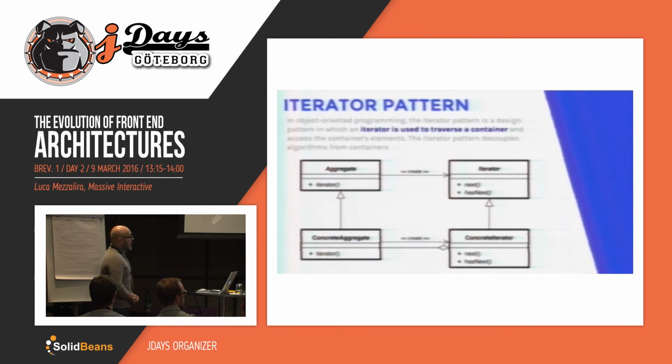with objects. On the other side, we have the iterator pattern, which basically traverses a container by going next and next and next, so moving forward and checking if there is a new element that I can use in order to traverse this thing. With these two patterns in mind, you can quite easily understand how reactive programming works.